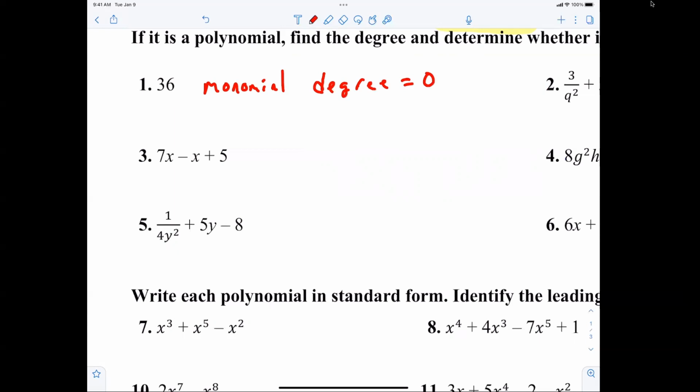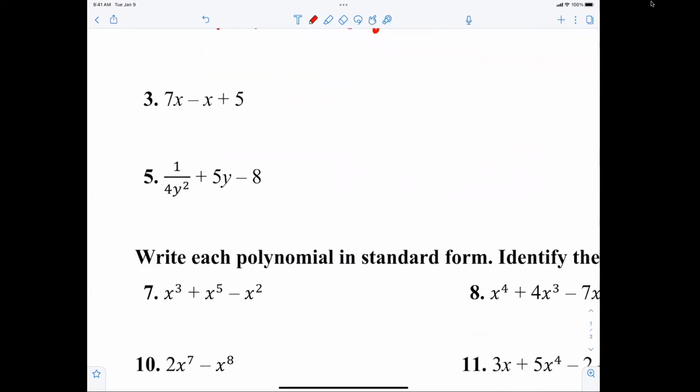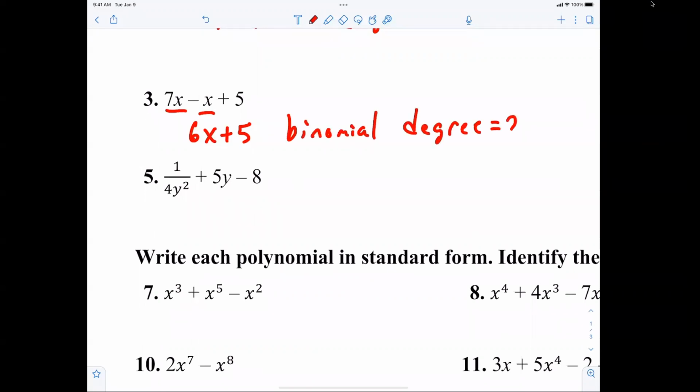Number 2, yes or no? No. You can't have a variable in the denominator, so it's no. Now number 3, they're trying to trick you because 7x minus 1x is what? 6x. So just rewrite that as 6x plus 5. So now this is considered a what? Binomial, and its degree is what? Degree is 1. Really simple.